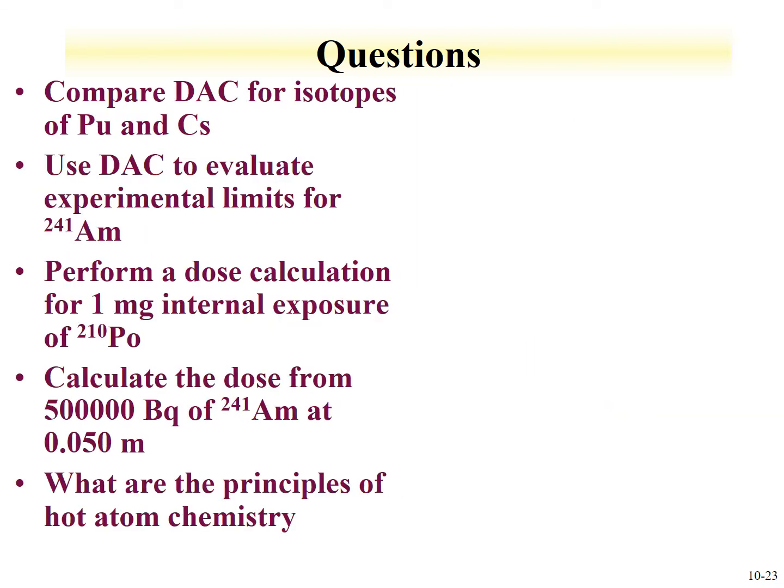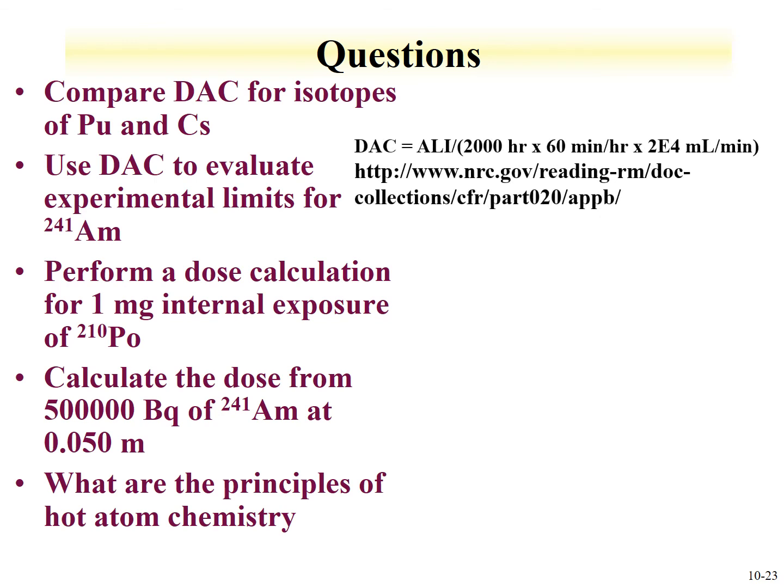Some other questions you should be able to answer. Relationships between derived air concentrations and ALIs are shown here. So in other words, if I have an annual limit on intake, I can use this equation to determine the derived air concentration, or I can actually look up the values at this website. So if you were to compare the derived air concentration for plutonium and cesium isotopes, you'd be able to figure out which ones have more stringent limits. You can also say, well, probably the plutonium, it's an alpha emitter, for air concentrations. Also, since the alpha particle has a quality factor of 20 compared to a beta or a gamma from cesium.